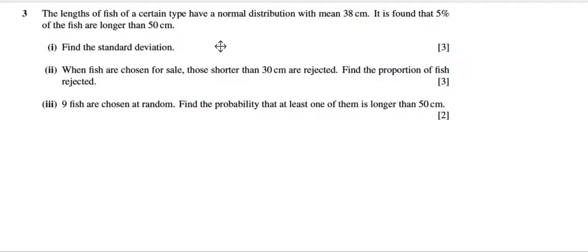The length of fish of a certain type have a normal distribution with a mean of 38 cm. So mu equals 38 cm. It is found that 5% of the fish are longer than 50 cm. Only 5% are longer than 50 cm. Find the standard deviation.